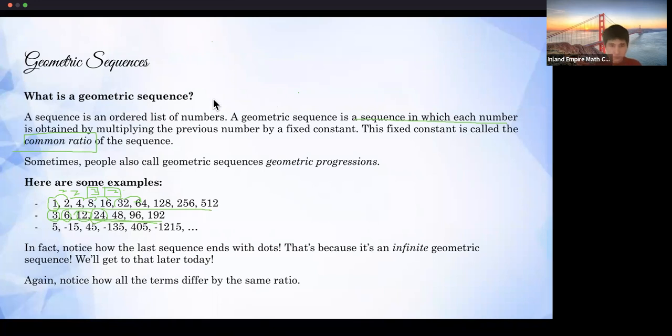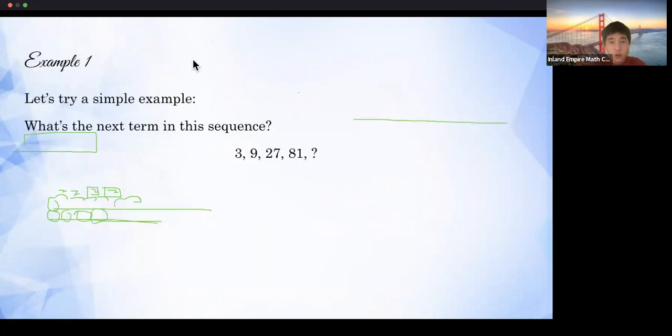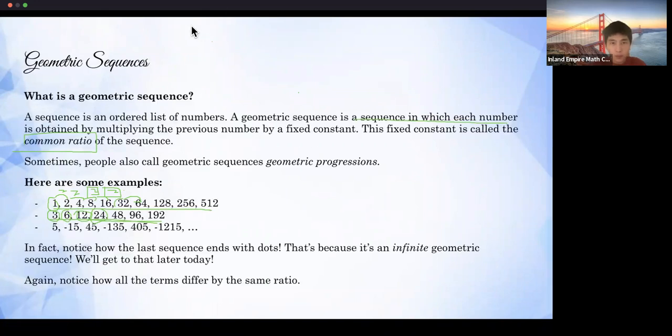Because if we look at the sequence, each time we're multiplying the number by 2 to get the next number in the sequence. 3 times 2 is 6. 6 times 2 is 12. 12 times 2 is 24. So essentially, we're just multiplying each number by 2 to get the next number in the list.